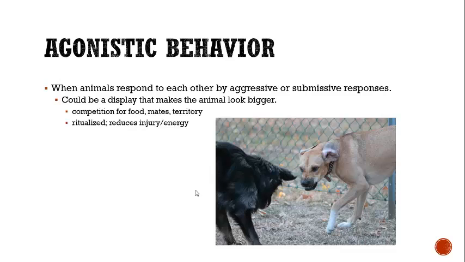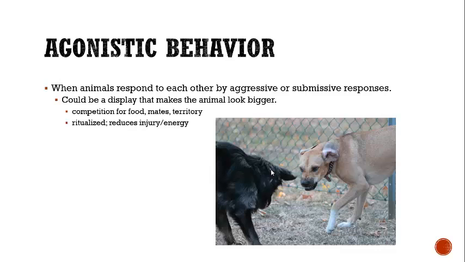Agonistic behaviors. Agonistic behaviors are when animals respond to each other by either aggressive or submissive behaviors. A lot of agonistic behaviors are intended to make the organism look bigger. For example, when a dog performs its agonistic behavior, its hair stands up on the back of its neck, and it's intended to make it look bigger.